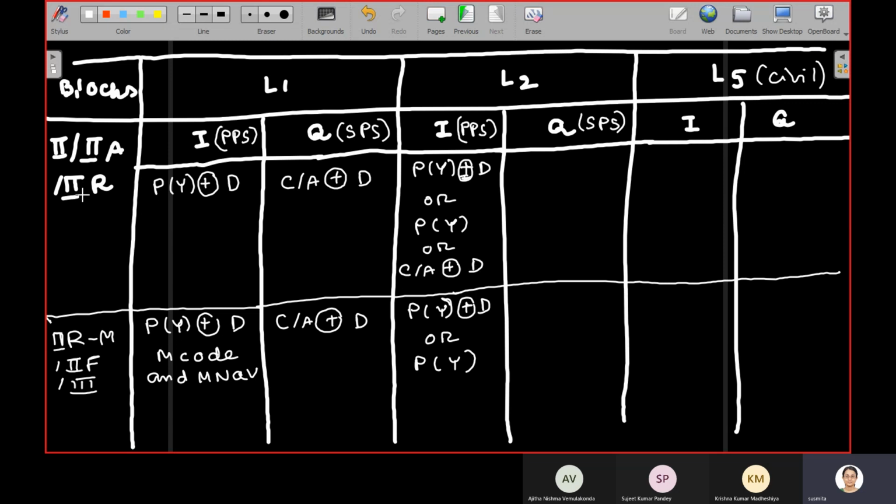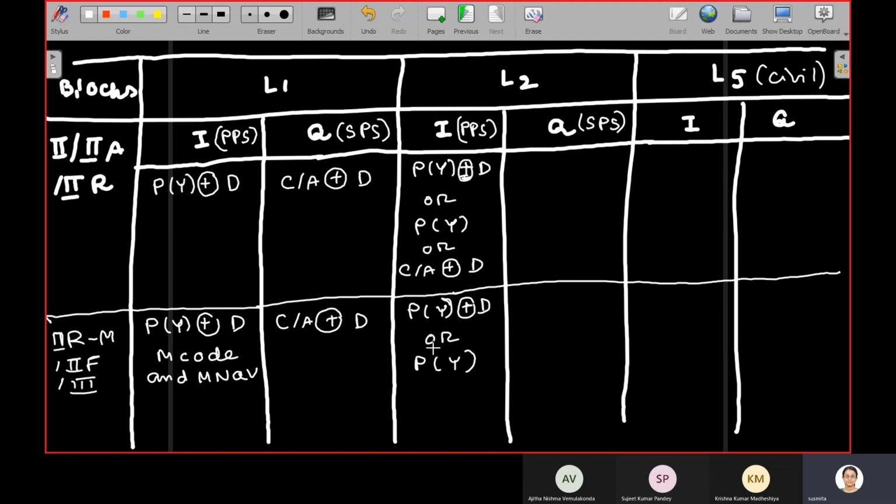See, for these blocks, the control segment decided whether they would use PY or CA. If they had used CA, the civilian user could have used it, but generally they use PY for precise positioning service. Okay, generally this band was not available for the civilian users.